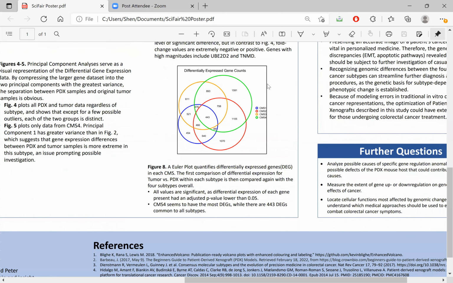And lastly, the Euler plot is used to quantify differentially expressed genes in each CMS. So it'd be one comparison of tumor versus PDX and another across the subtypes. And you can see that subtype 4 has the most differentially expressed genes.